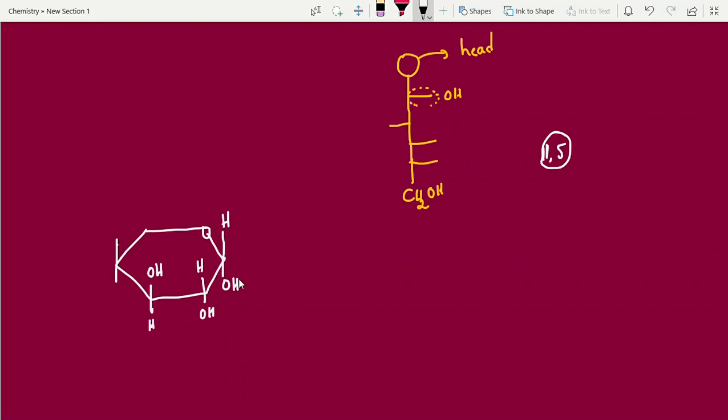Here, what is this carbon? Here hydrogen. This is carbon 1, carbon 2, carbon 3, carbon 4, carbon 5. Fourth carbon, OH is down, H is top. And here, least priority group down, highest priority group top. This is what we call alpha glucose. Alpha glucose connecting with, what is this?